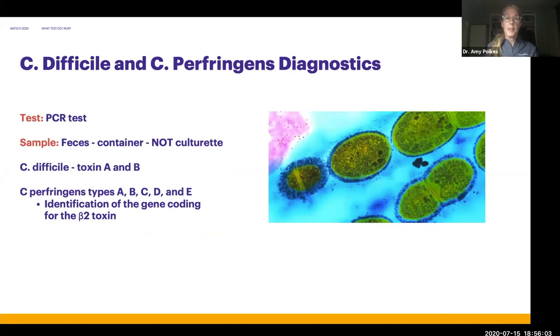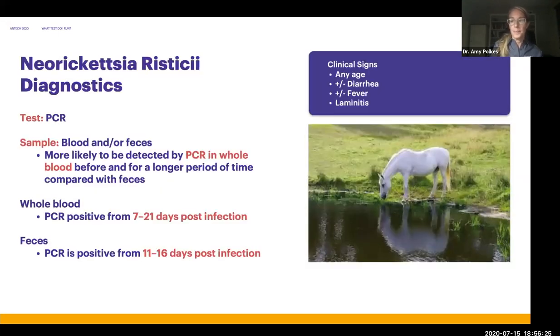What about the PCR? Same thing. They're still looking for the toxin. They're not looking for the organism. They're looking for the toxin. You still have to submit it in a container, not in a culturette. And so either one, it's just that depending on the ability to get it to the lab, how quickly you have a turnaround, you can do the PCR or the ELISA toxin.